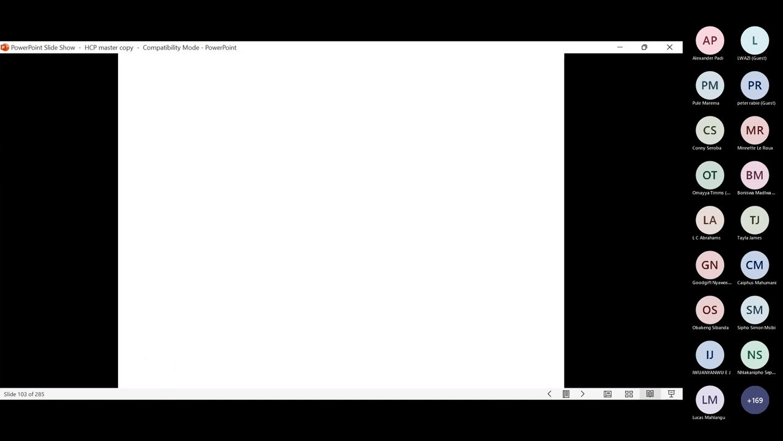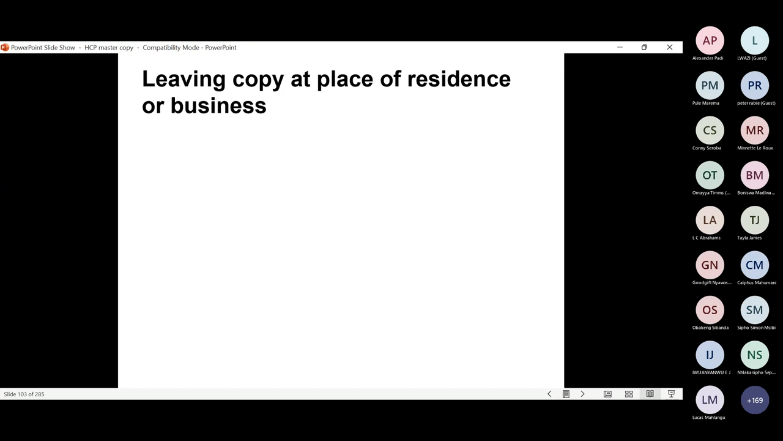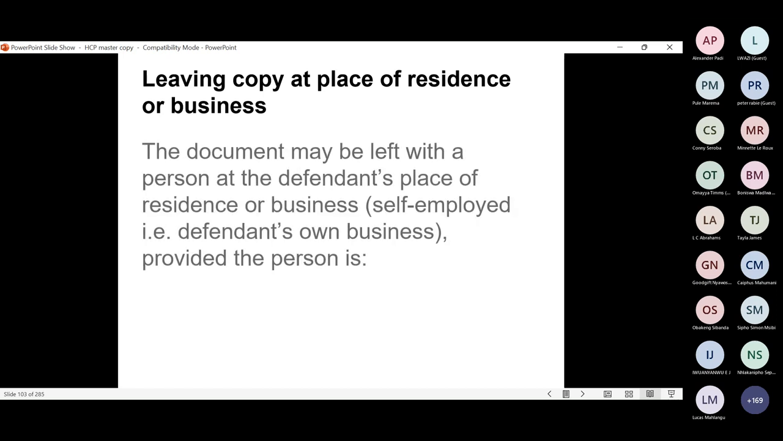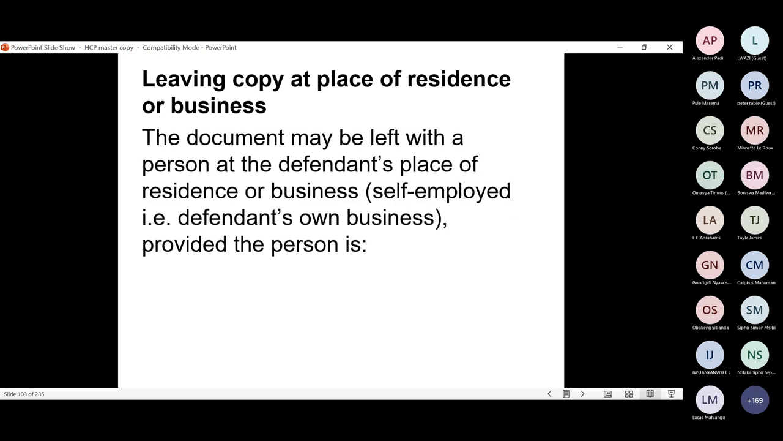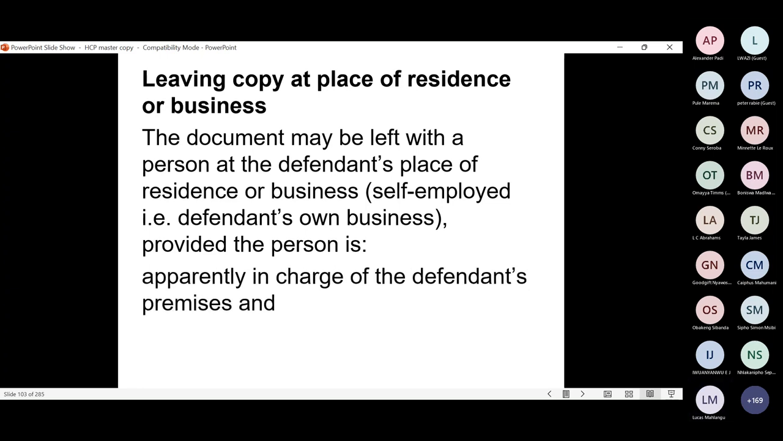All right, so it becomes difficult, but there is a remedy if personal service is not available or can't be done. This is another way that the sheriff can serve. Leave a copy at the place of residence or business. The sheriff can leave it in the letterbox or on the door or at the place, or he can leave it with a person that is there who is older than 16 or looks older than 16 to the sheriff, if the person is apparently in charge of the defendant and apparently not younger than 16.